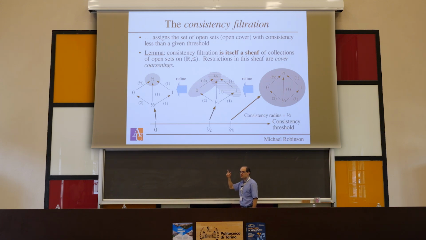Okay. Well, then you could say, all right, let me dial that up a little bit. Nothing happens until I finally hit 2/3. 2/3 is where I've hit the full consistency radius of the whole thing, the global consistency radius, if you will. And from there on out, nothing else happens.